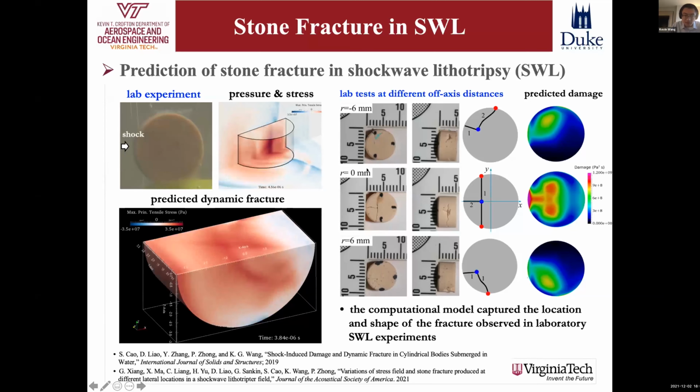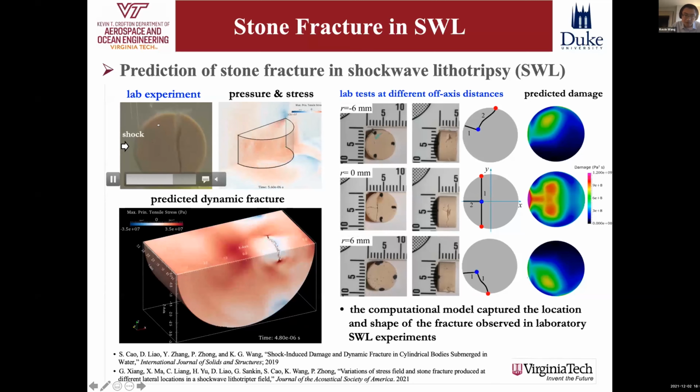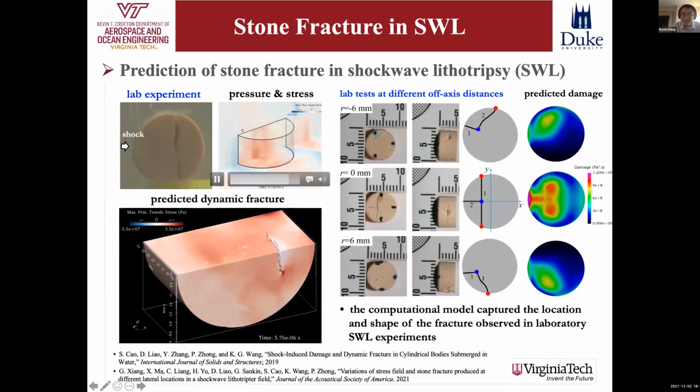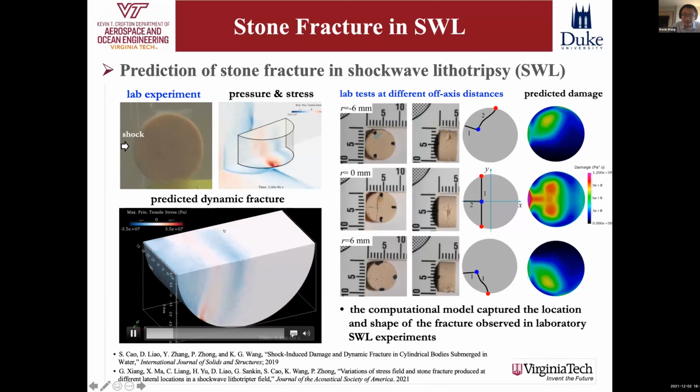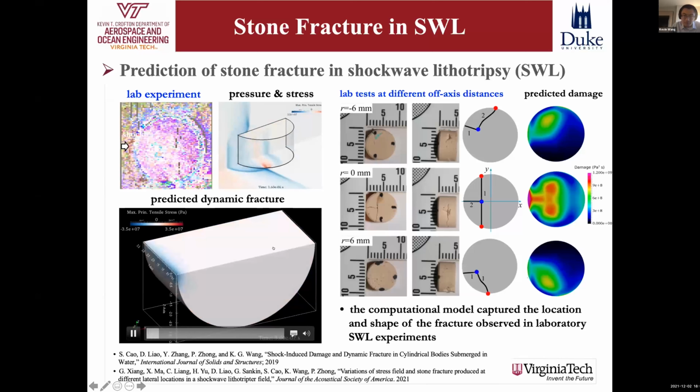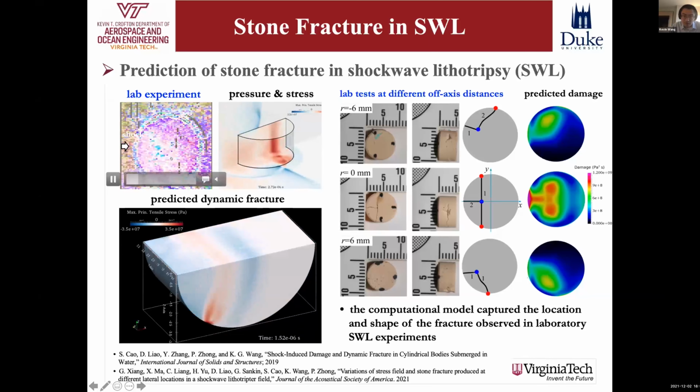This sound you hear comes from this lab experiment of shockwave lithotripsy. These videos show our simulation results of pressure, stress, and the predicted dynamic fracture. You can see our simulations can capture the interaction of shock waves inside the stone, and also the correct location where fracture occurs as compared to the experimental observation.